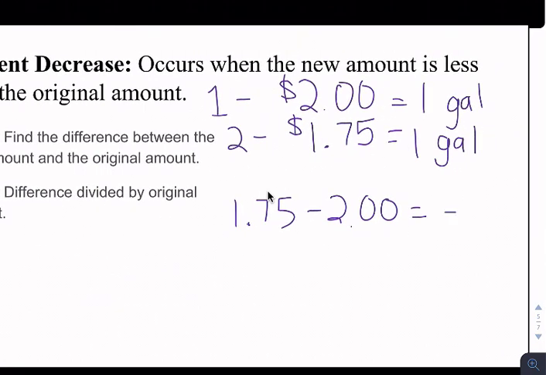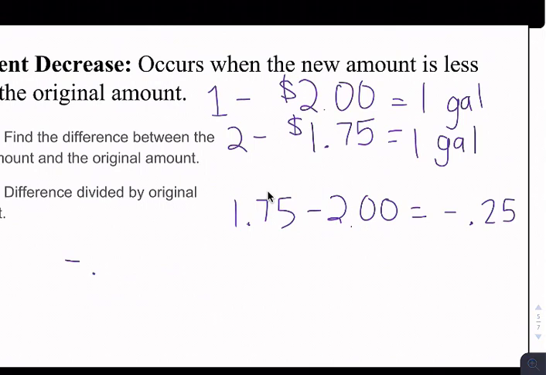negative 25 hundredths. Okay, that negative is telling us that our price has gone down. If it's positive when we do new minus the original, we know it's going to increase by that amount. If it is negative, it is going down. It's decreasing by that amount.